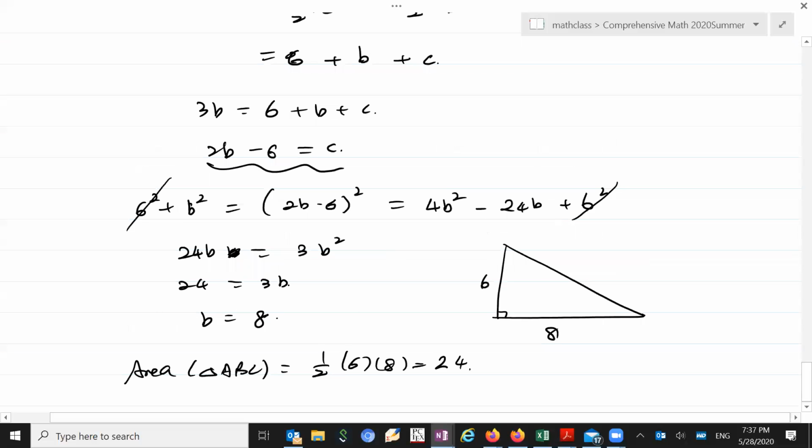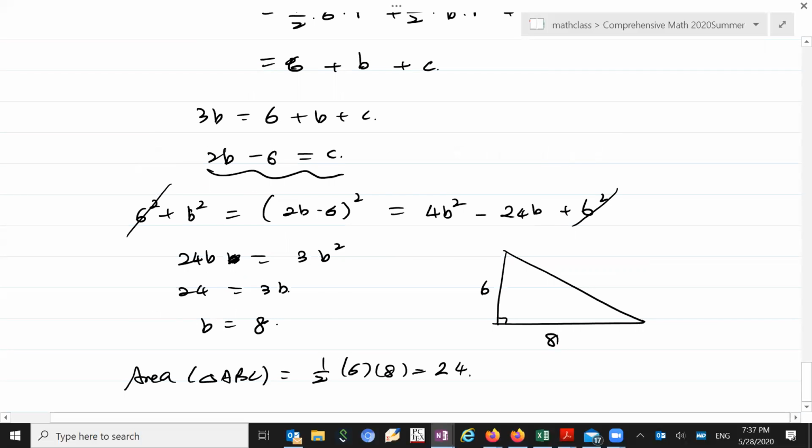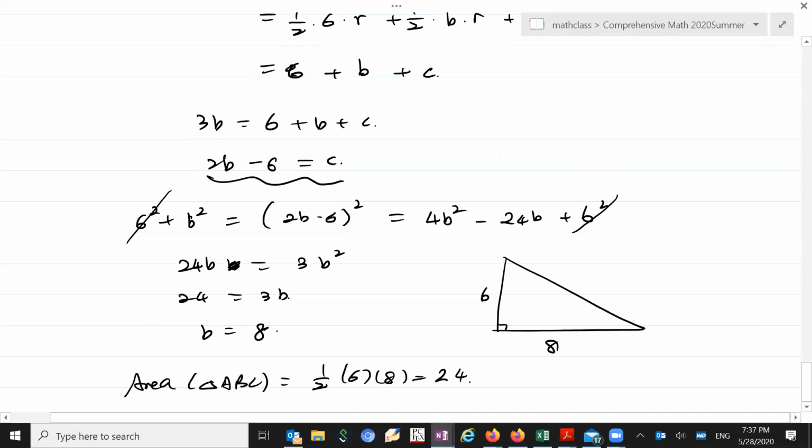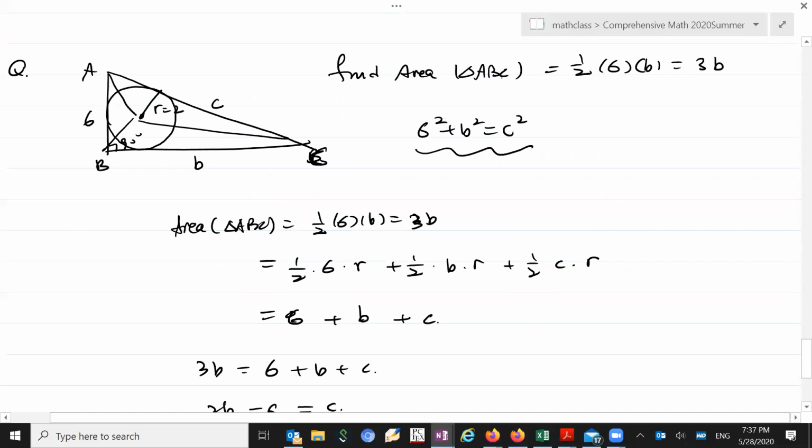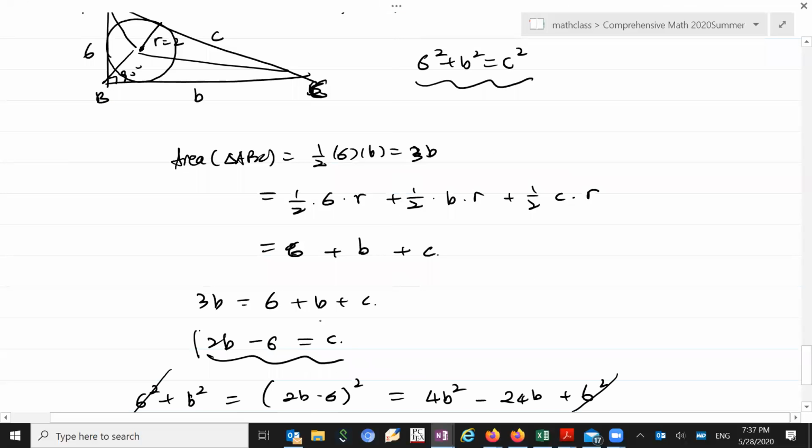So we name some variables, but we have to get enough equations to determine these variables. For the triangle at the very beginning, we have a 6, B, C. We just want to find the B. But we have to also call it other side C. So we have 6 squared plus B squared equals C squared. So the another equation we're going to establish is this equation. And where is it from? It's from the area. We take the area 2 different ways.